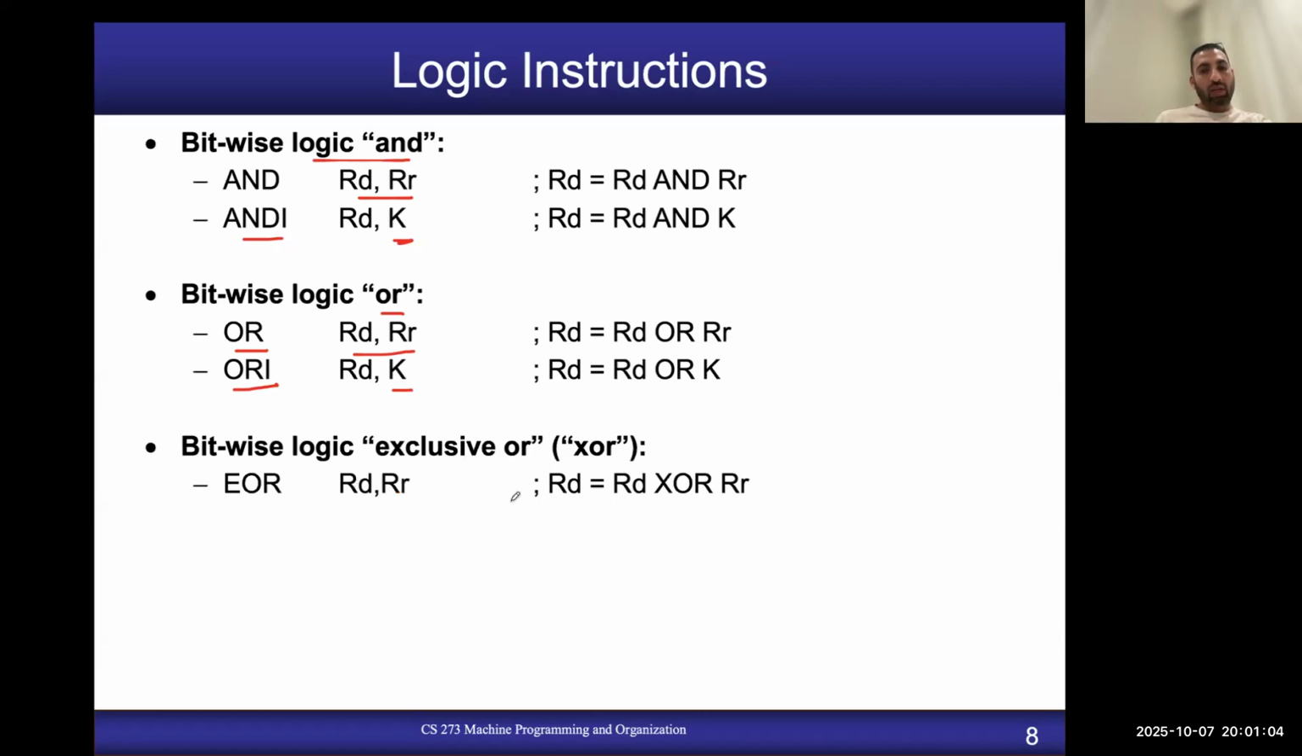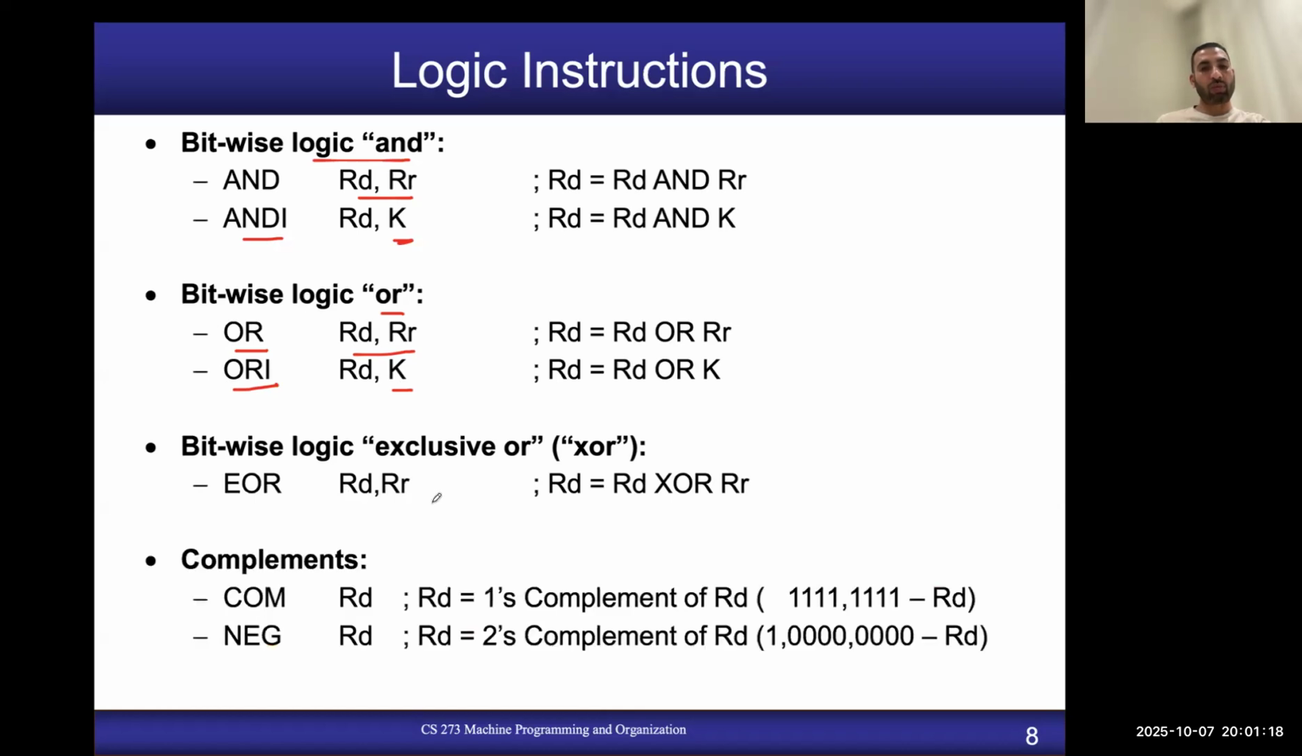Bitwise logic exclusive OR has only one variant. You cannot specify the immediate operand. So both operands, the source and the destination, should be loaded first into the registers, and then you can perform the exclusive OR operation between them, right?